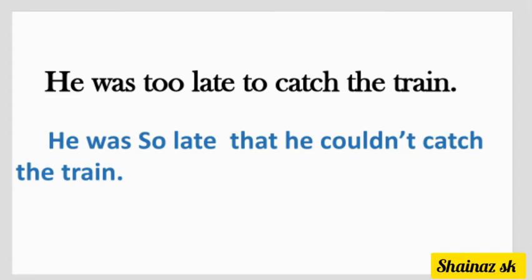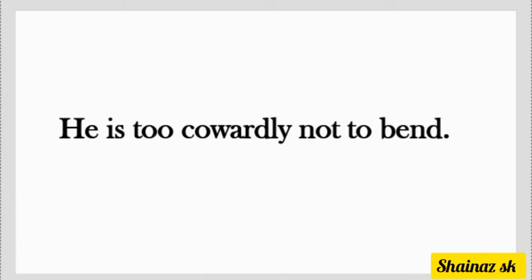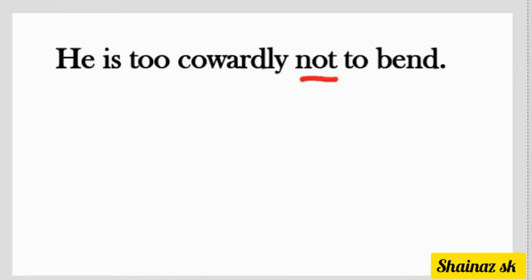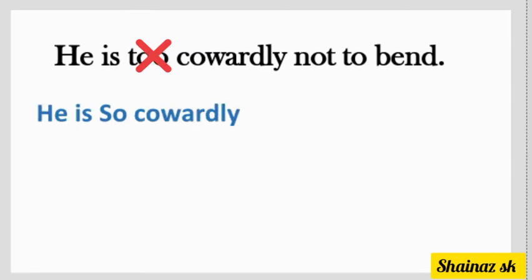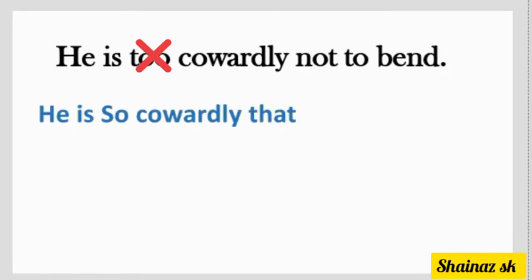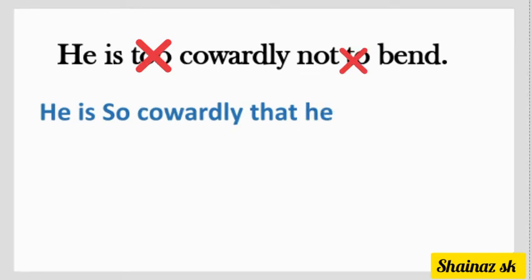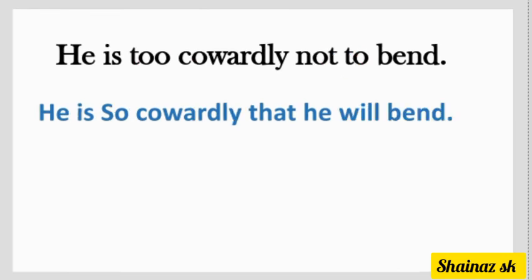Let us see one more sentence. He is too cowardly not to bend. See the given sentence, it contains a negative word. That means we have to make the subordinate clause positive. In the same way we will remove "too" and add "so". So it will be like this: He is so cowardly. Then we will add "that". As the next clause will not contain any negative word, the sentence will be like this: He is so cowardly that he will bend.